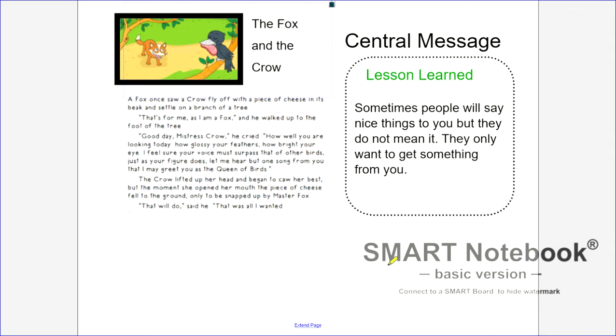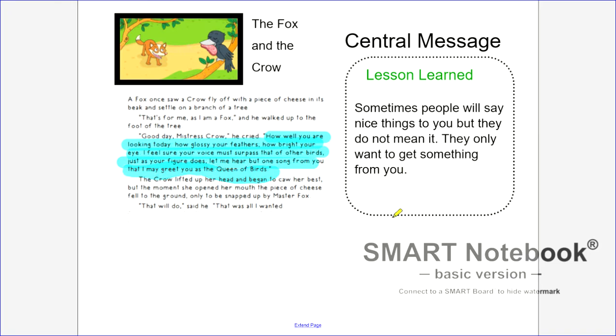So as I read the story, I was thinking to myself, what lesson could we learn? I know that the fox was saying all these really nice things to the crow: how glossy the feathers are, how good looking the eye was, and that she had a great singing voice. But the fox didn't really mean any of that. The fox really just wanted that cheese.